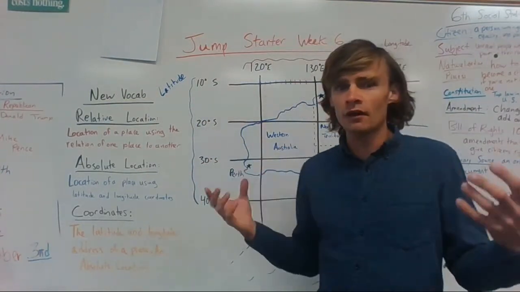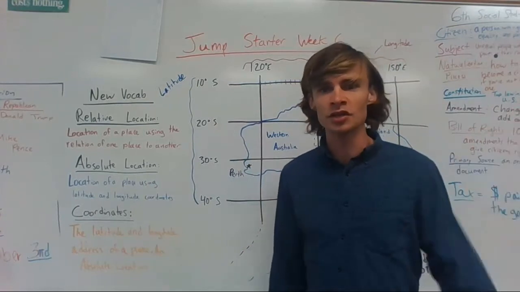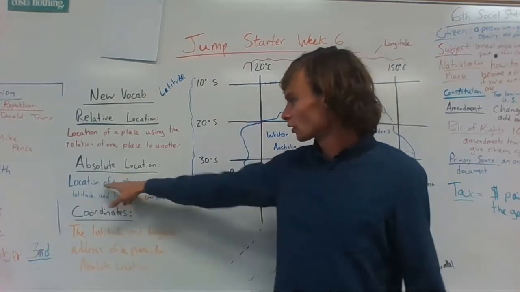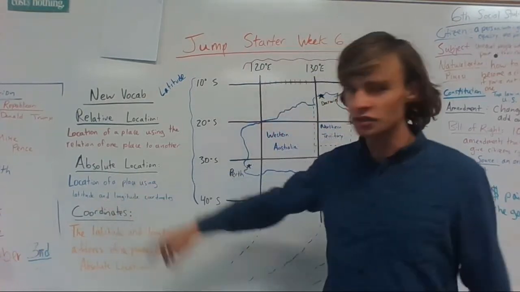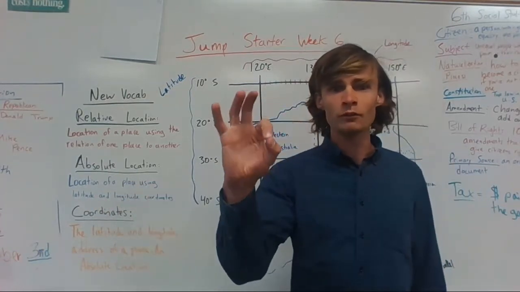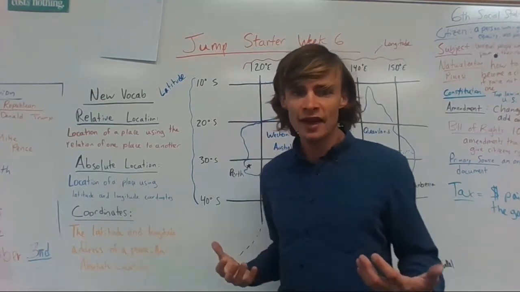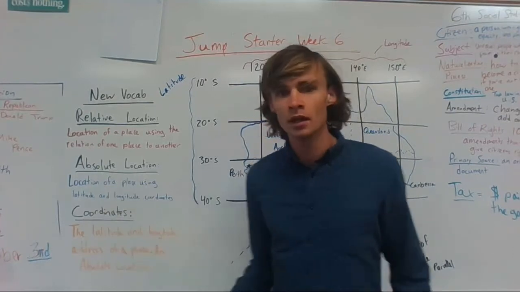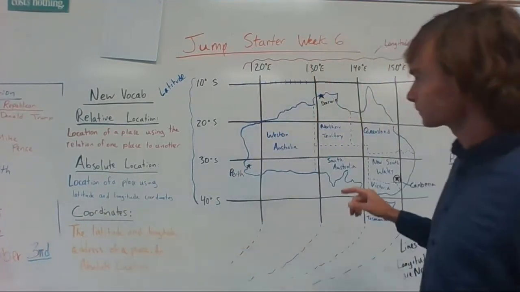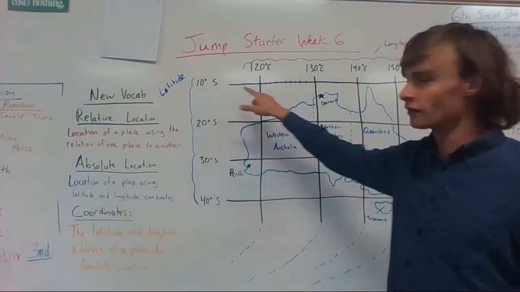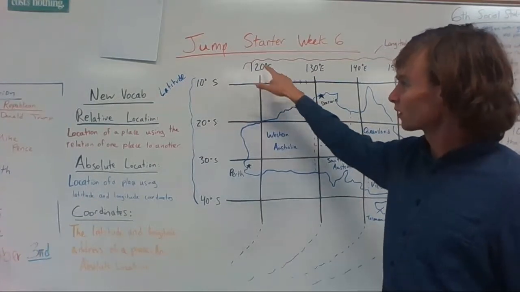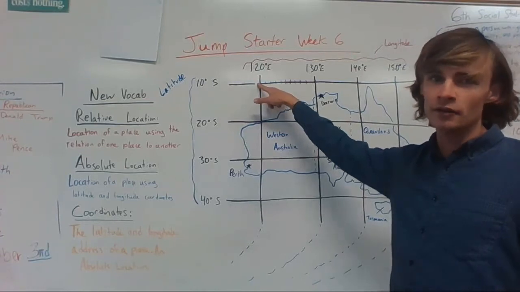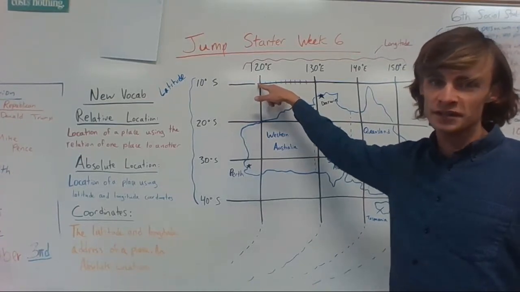The opposite of relative location is an absolute location. With an absolute location, you're using exact coordinates of latitude and longitude to find the specific one point on a map. Think of it as an address, okay? That is where you use coordinates. Coordinates would be like 10 degrees south, 120 degrees east. That puts you right in this location. There is one spot that is 10 degrees south, 120 degrees east.